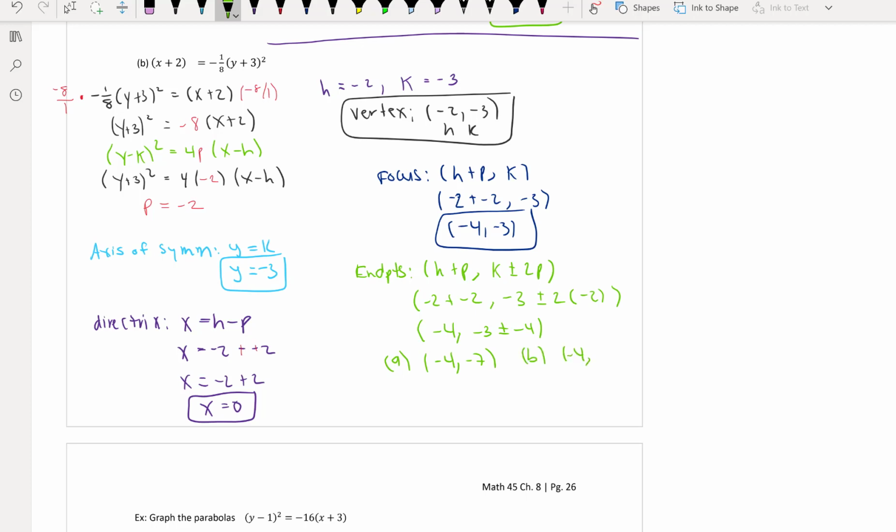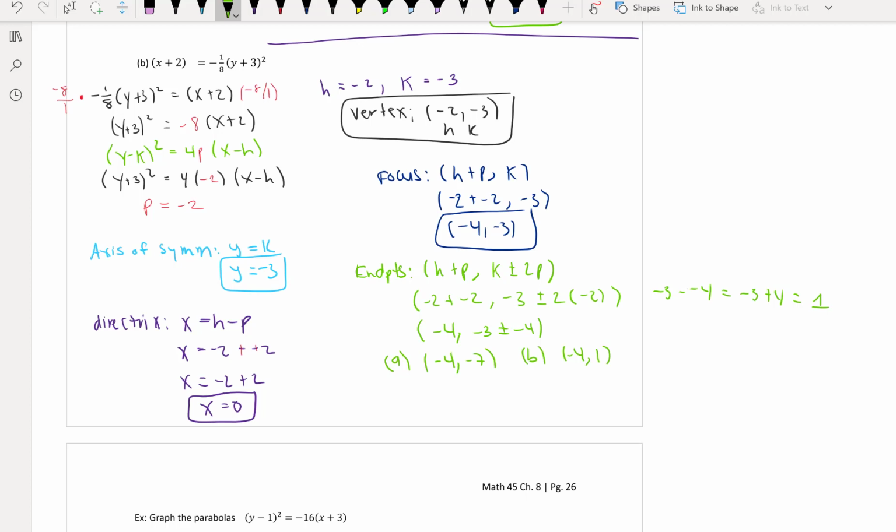Now I'm going to do -3 minus -4. Well, -3 minus -4 turns into -3 plus 4, which turns into a positive 1. So I'm going to have -4, comma, 1 as my endpoints.